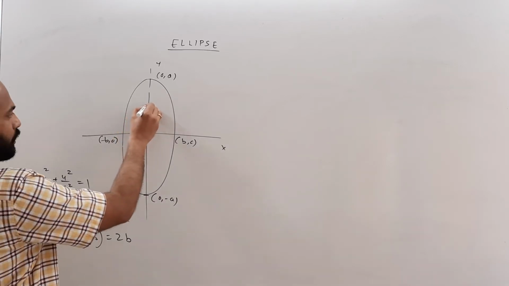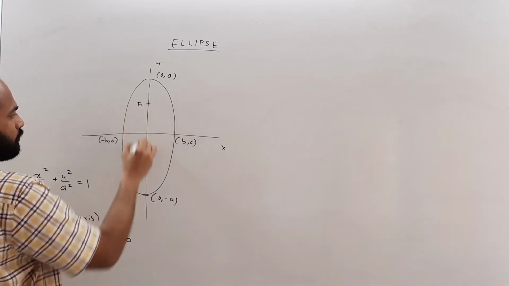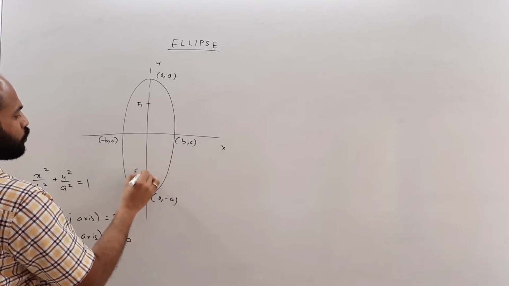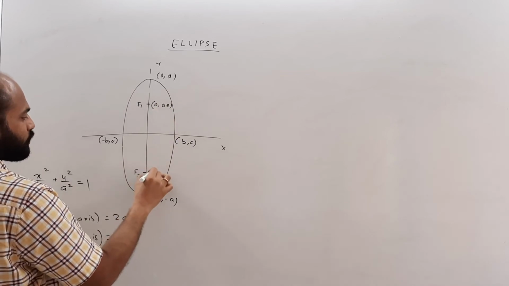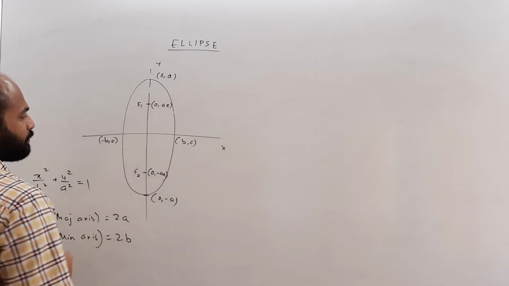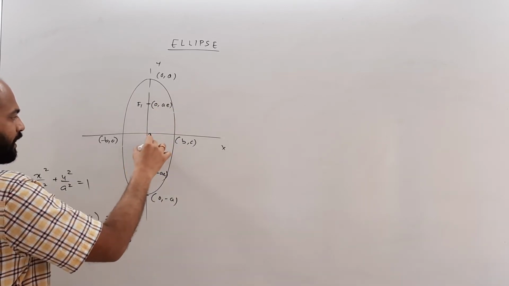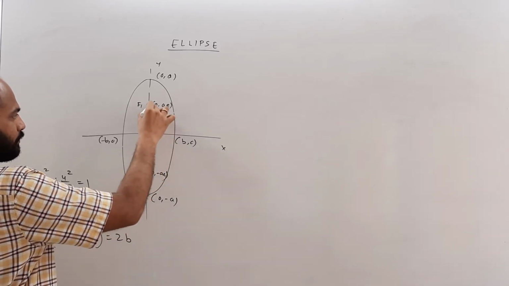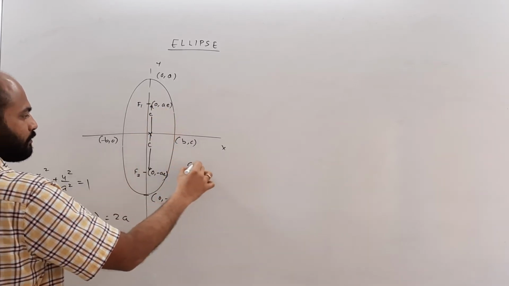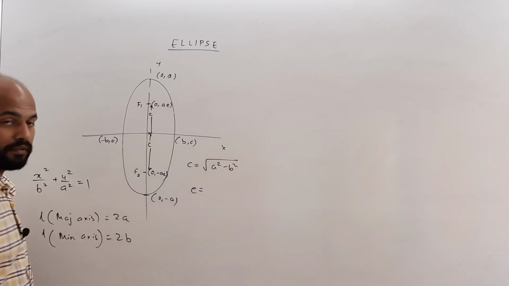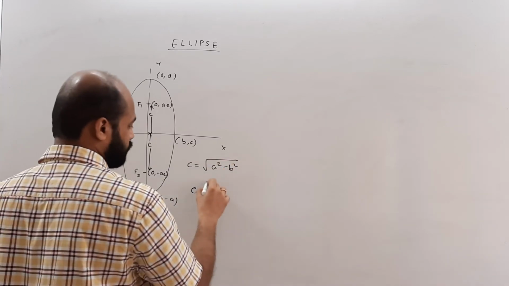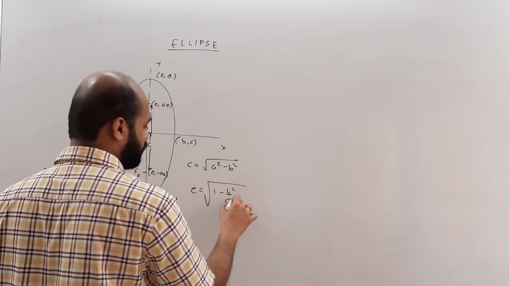This point, however, now is the focus 1, and this point is focus 2. Focus 1 is going to be 0 comma ae, and this is going to be 0 comma minus ae. Again, we have the same relation. This can be chosen as c, where c is root over a square minus b square, and eccentricity again is the same, that is root of 1 minus b square by a square.